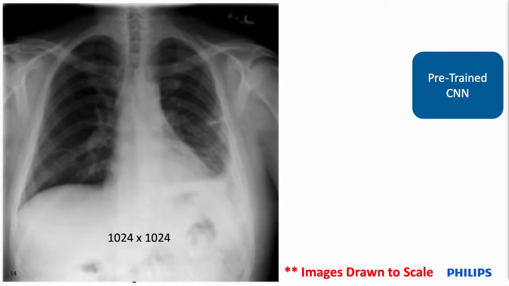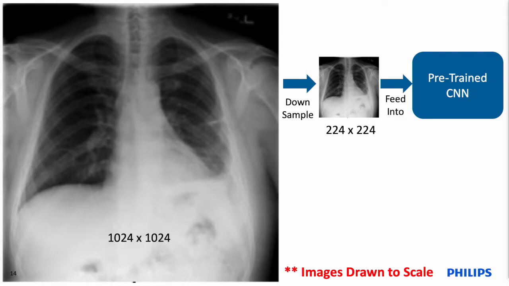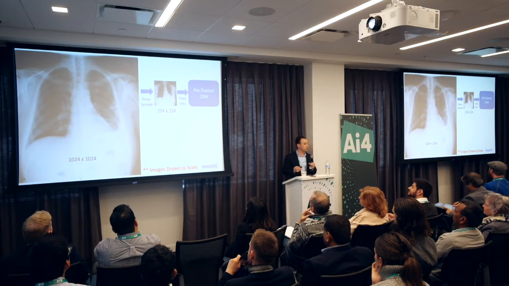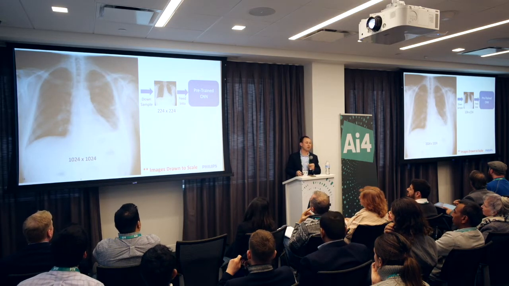So consider a full resolution chest X-ray. This one is 1,000 by 1,000 pixels, but usually you can get on the order of 2,000 by 2,000, or even 3,000 by 3,000 pixels. I want to emphasize that these images will be drawn to scale. The very first thing people do when they want to use a CNN, which is usually pre-trained on, let's say, ImageNet, is fit the image to a certain size before they can put it into the network. For instance, the usual size is maybe around 200 by 200 pixels. So already we've done this downsampling.